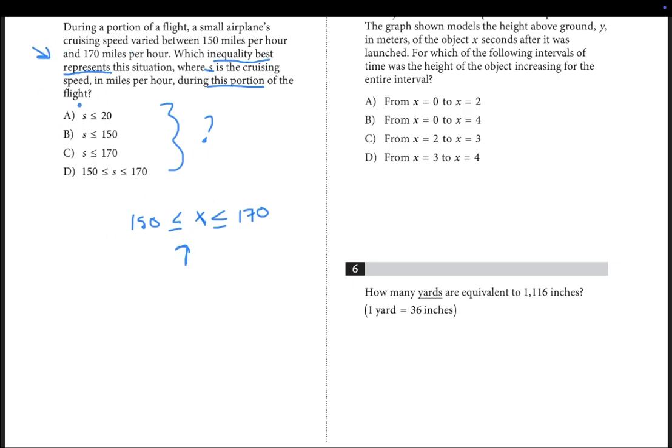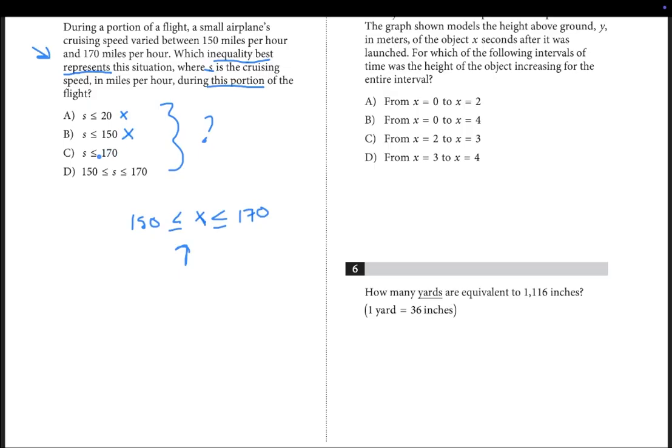So A says S is less than or equal to 20. We know this is wrong because x is greater than 150. So this is going to be wrong. B says S is less than or equal to 150. This is going to be wrong again, as we already stated that x is greater than or equal to 150. And now here's where the trick comes in.